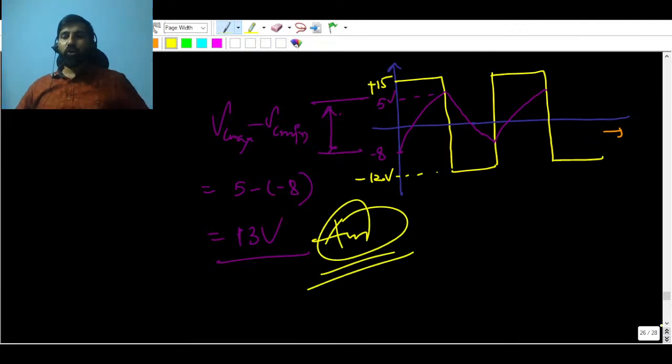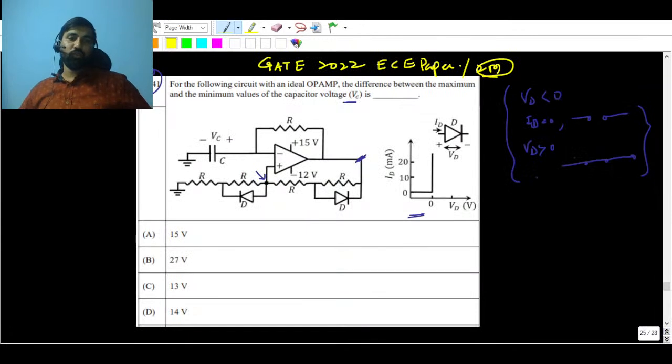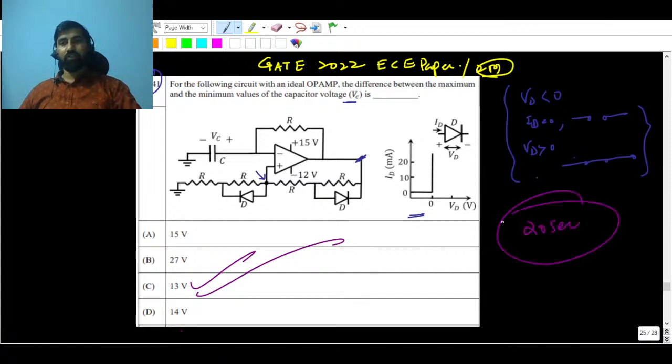If you are not worried about these diodes, you can solve this kind of question very easily. I hope this solution is helpful. The option for this question is going to be 13. Confidently you can answer within 20 seconds only. 2 marks free. We will meet in the next question, again with a very good solution.